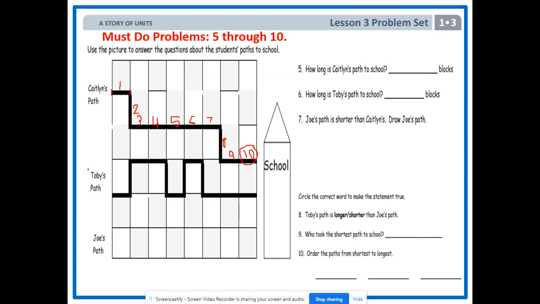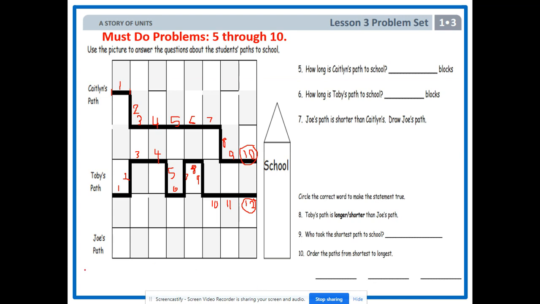Now we're going to label Toby's path. Ready? We have 1, 2, 3, 4, 5, 6, 7. We're supposed to write 8, 9, 10, 11, 12. And let's circle the length of Toby's path.